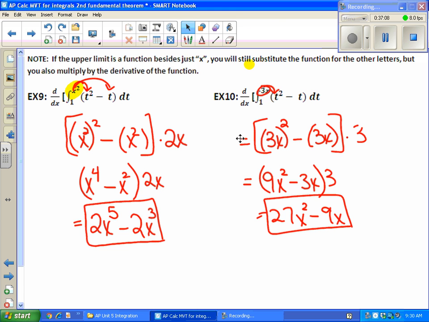All right, so that is pretty much all you really have to know about the second fundamental theorem of calculus. And I think you have a homework problem set, is it 23 or 24? 23, problem set 23, I think it's 1 through 8.